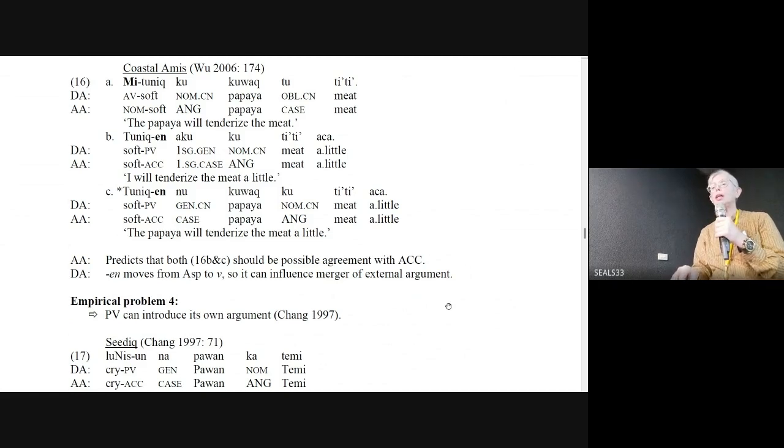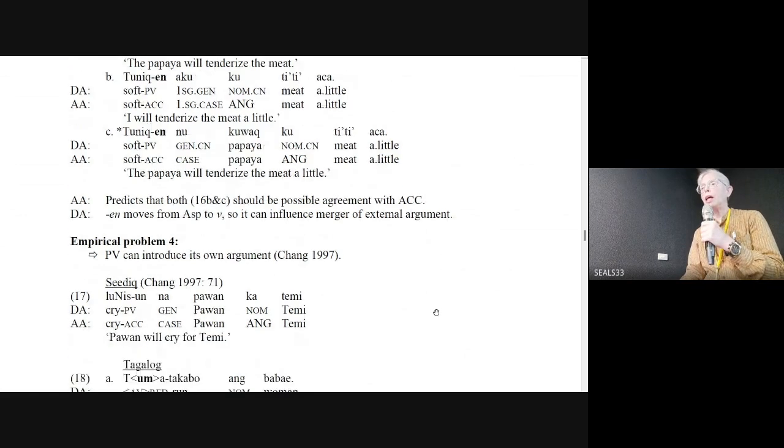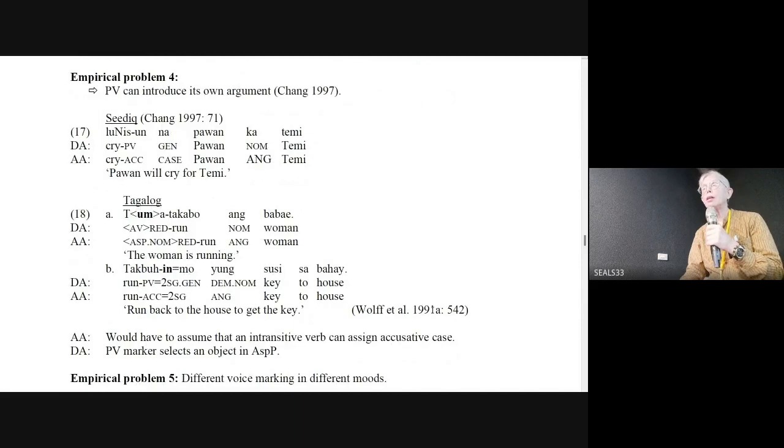So what I would say is that the PV marker is still base merged in the aspect head, but it can move to the little v together with the verb, where together they select the external argument. So that's not surprising. And in relation to that, the PV sometimes can introduce its own argument, so it can attach to an intransitive verb and make that intransitive verb into a transitive construction. So this is completely expected on my analysis because the PV marker selects the direct object in the inner aspect projection.